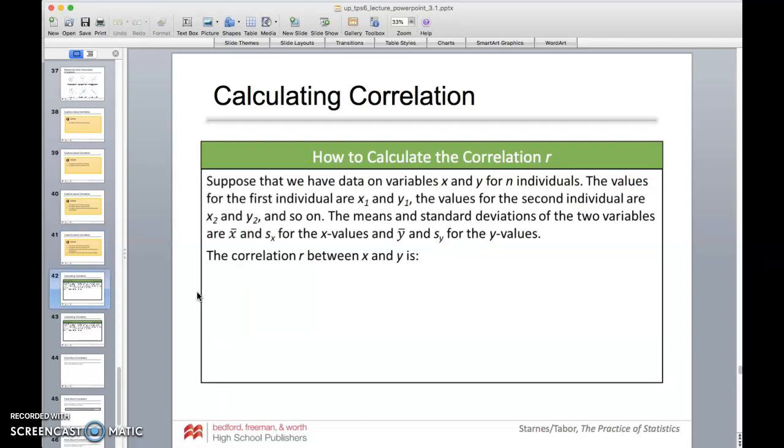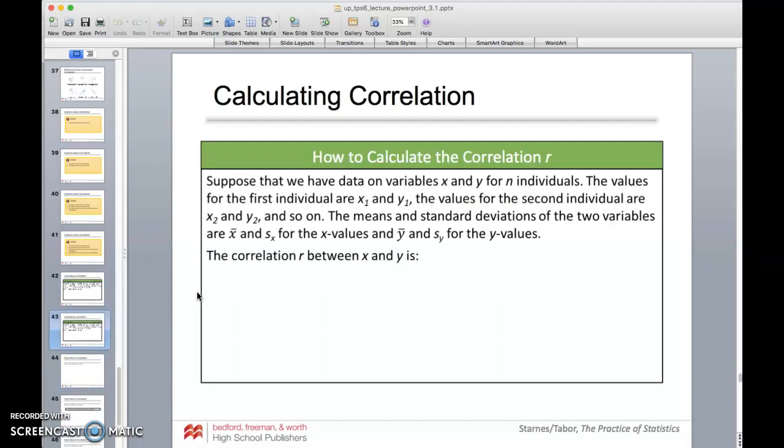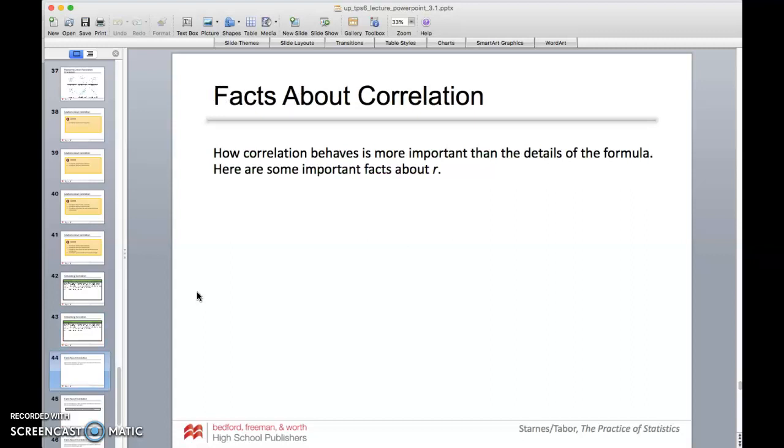So how do we do this? Suppose that we have data for x and y for n individuals. The values for the first individual are x1 and y1. The values for the second are paired, x2, y2. The means and standard deviations of the two variables are x bar and s sub x for the x values, and y bar and s sub y for the y values. Now the correlation r between x and y is given by the formula.